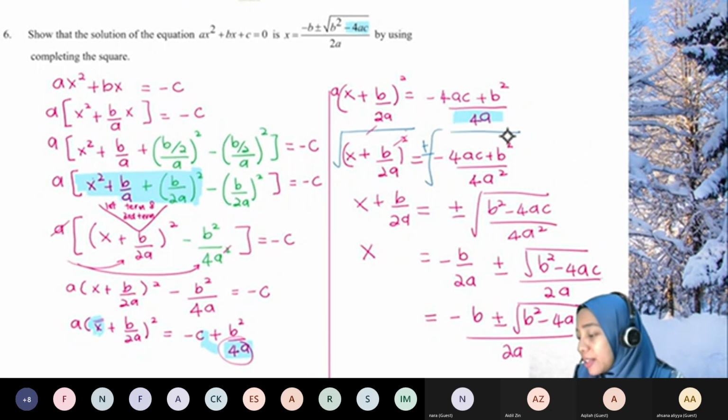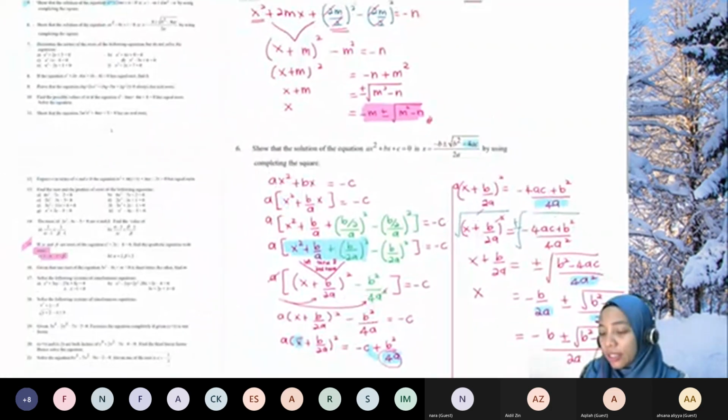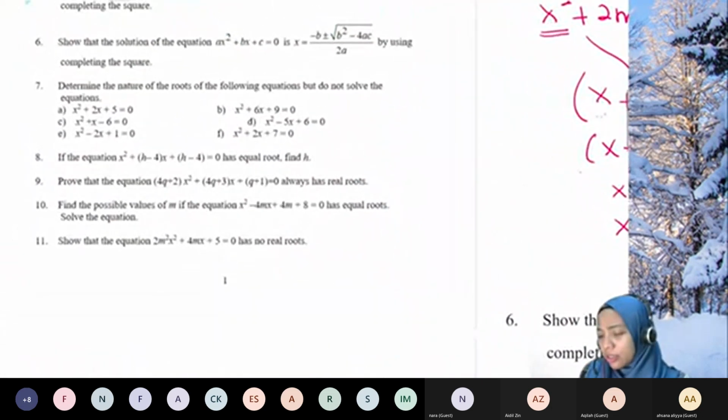Okay. And then square root. When we square root here we get 2A. And then notice they share the same 2A at the bottom. We get the same as in the question. So should. Okay. I've done number 6 and number 5. So you do it yourself. You try again. You make sure you can do it.